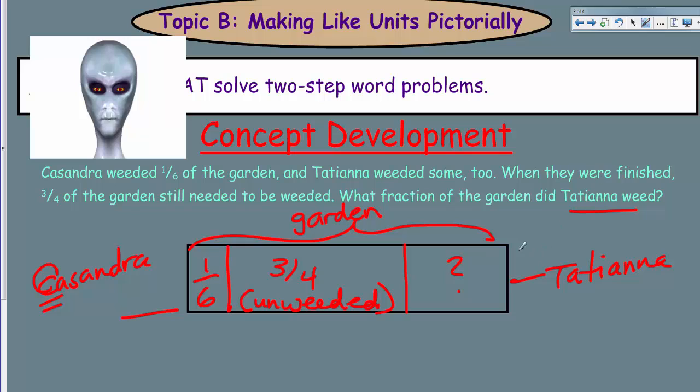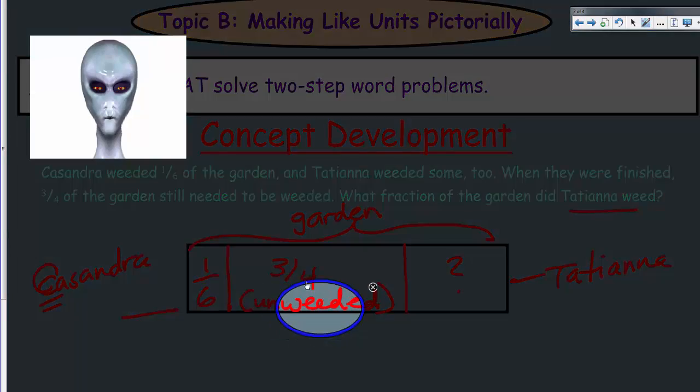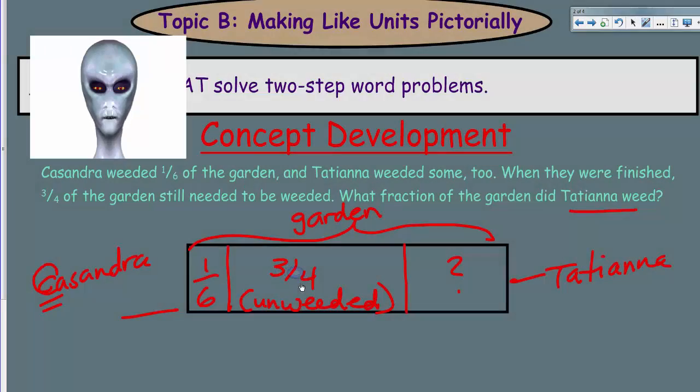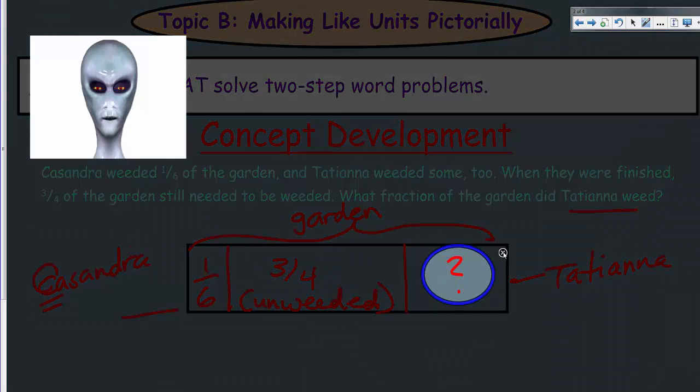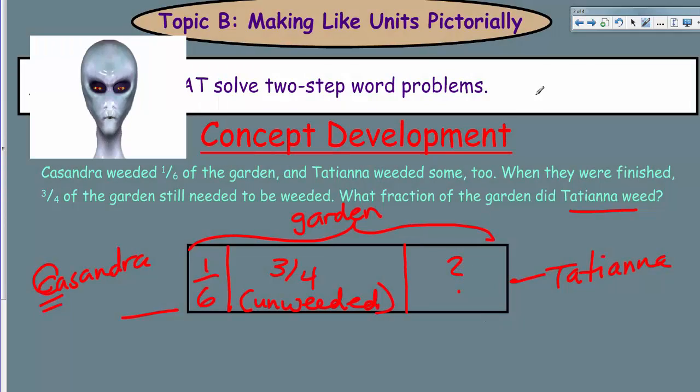What's, I think, kind of significant to see here is that we've kind of set it up similarly, except that we haven't done the area model. We've done the tape diagram showing that, well, this is the whole garden, and we have 1/6, which was Cassandra's right here, okay? We have 3/4, whoa, woo, that was kind of cool. 3/4 was the part that was not completed, and then, of course, lastly, we have the part we don't know, which is Tatiana.